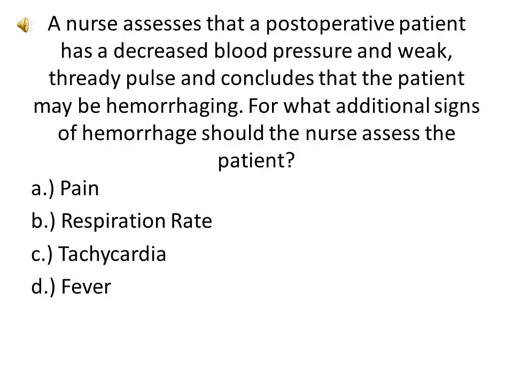Okay, here's another good question. A nurse assesses that a postoperative patient has a decreased blood pressure and weak, thready pulse and concludes that the patient may be hemorrhaging. For what additional signs of hemorrhage should the nurse assess the patient? A. Pain. B. Respiration rate. C. Tachycardia. Or D. Fever.